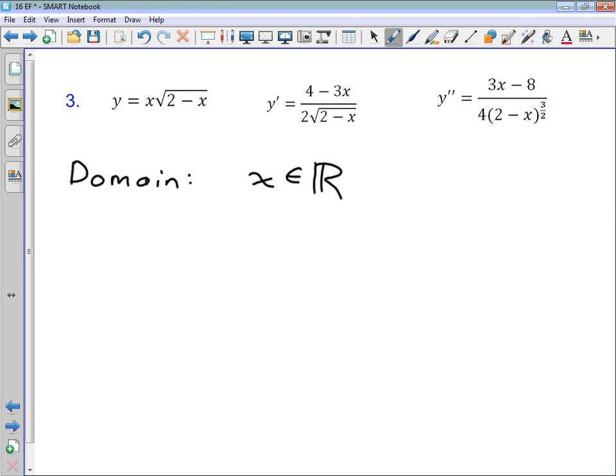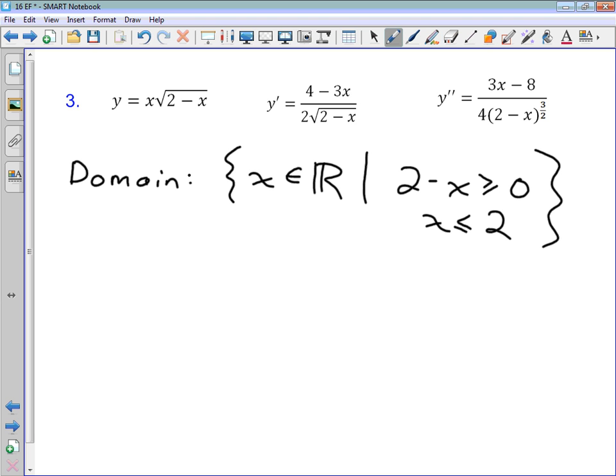You cannot take the square root of a negative number, so that argument under the square root has to be greater than or equal to 0. And if we do a little rearranging here, we get that x must be less than or equal to 2. Whoops, I wrote 0, but I said 2. So there we go, x has got to be less than or equal to 2. This is going to become important later.